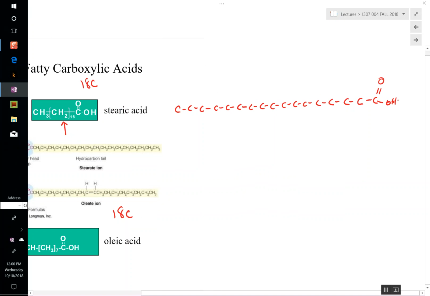Okay, it is not soluble in water. Yeah, this end is polar, but what you're learning is that when you just have too much of a non-polar tail on it, it's not soluble. These are all hydrogens.